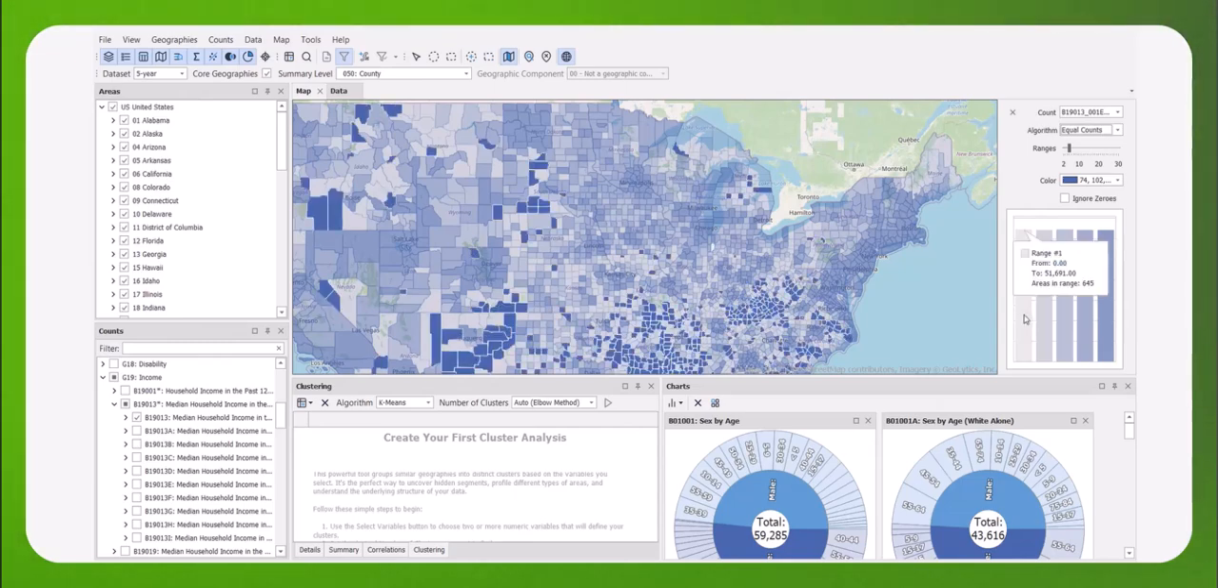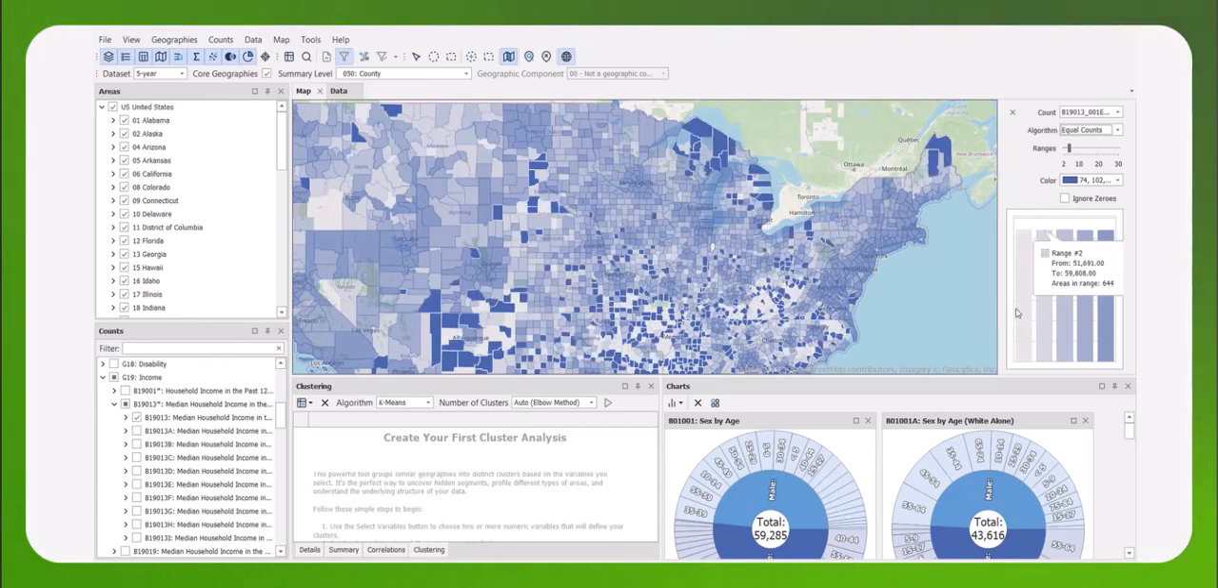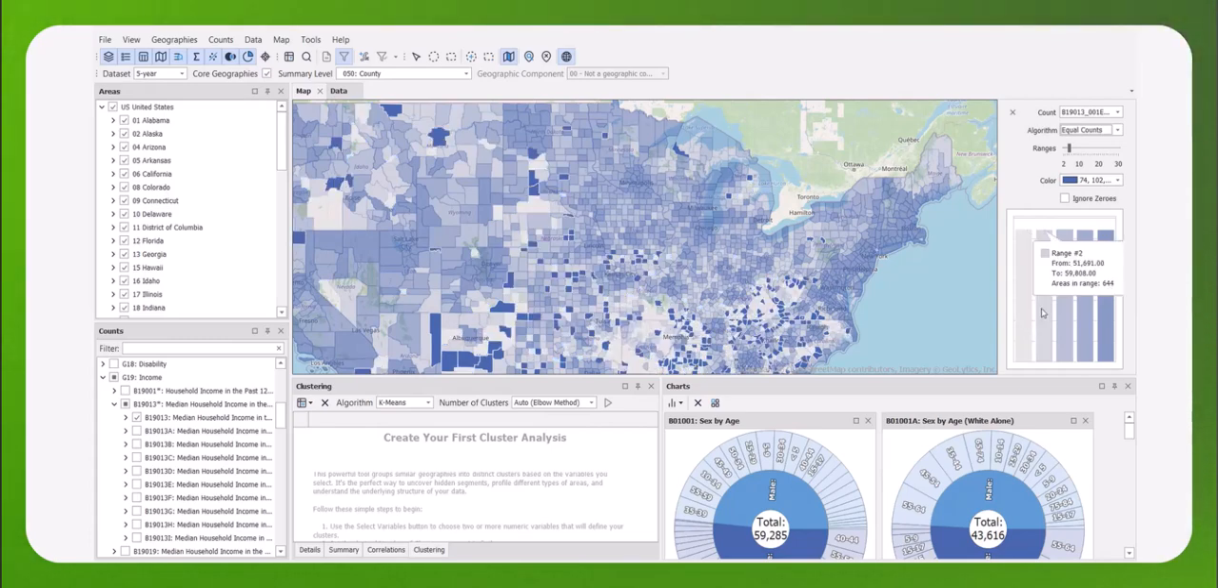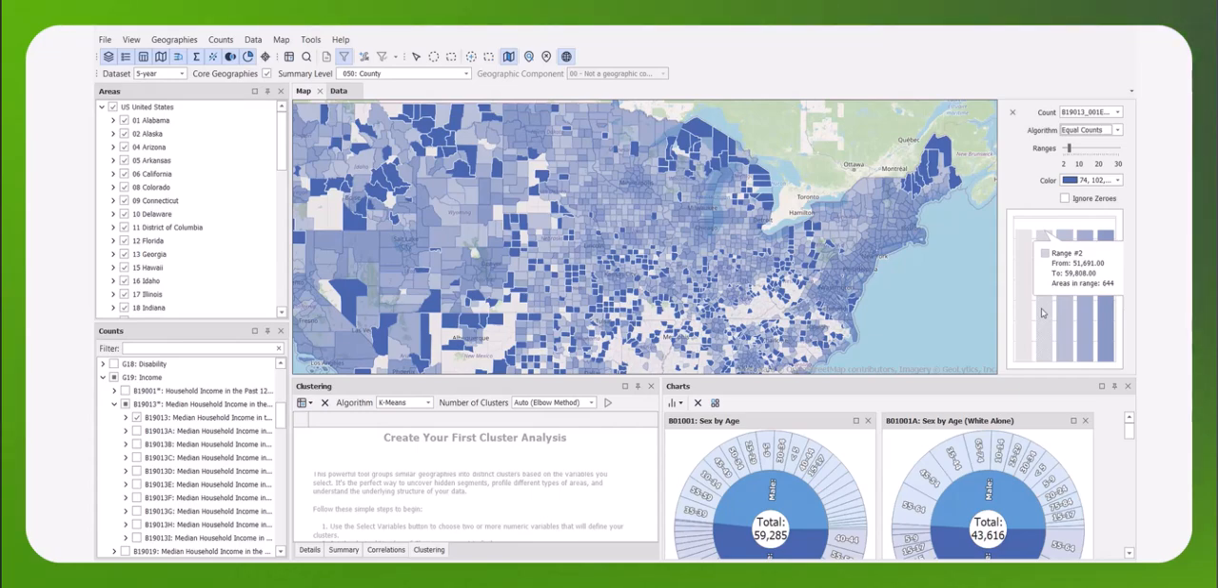So you'll see when you look at this, the areas in the range are the 645, and range number 1 then is going to go from an income of $0 to $51,691. So the bottom 20% are going to have a household income of up to $51,691. The next 20% are going to have an income then of $51,691 through $59,808.